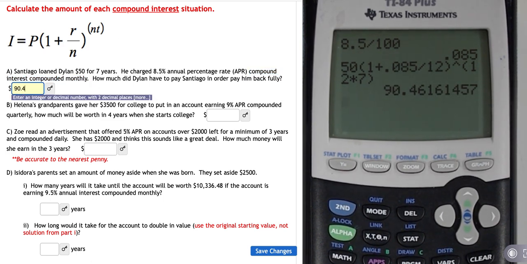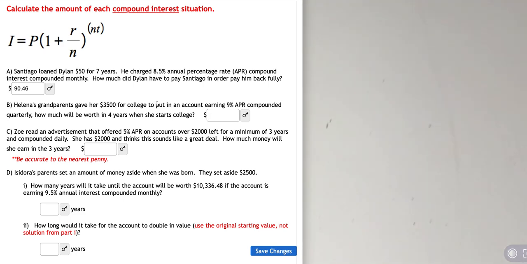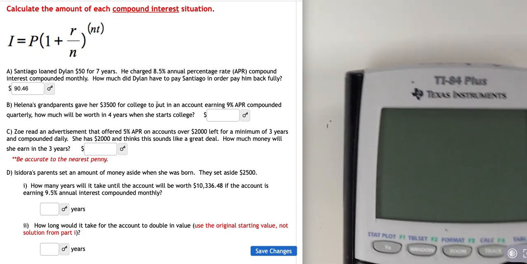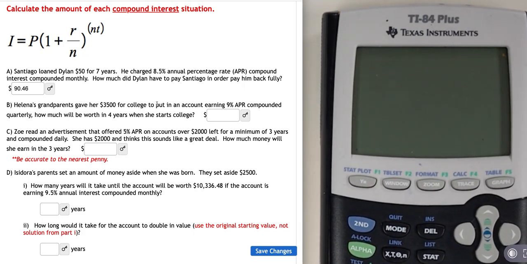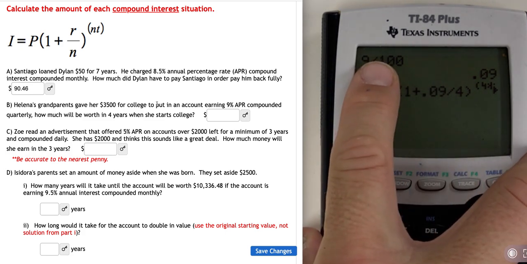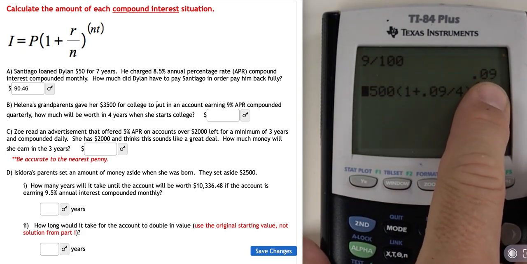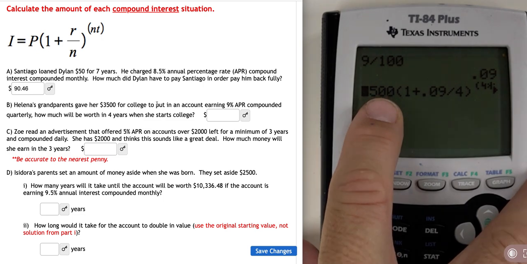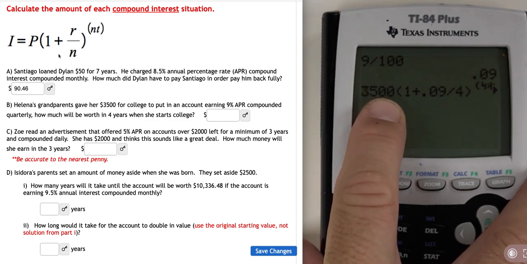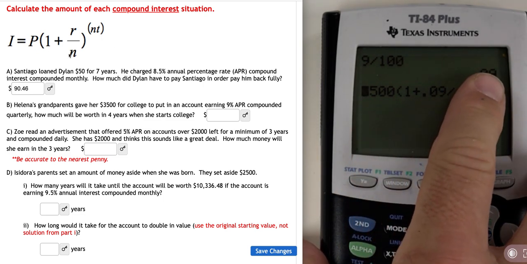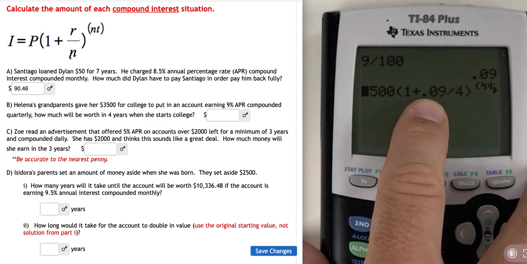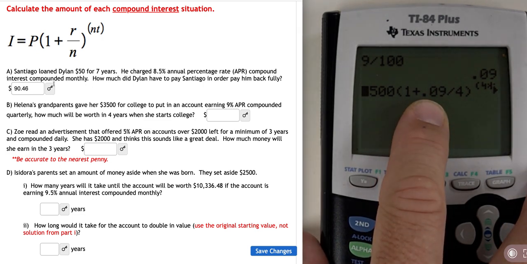Pretty straightforward. I hope you can all do the typing and getting that information put in. Next, Helena's grandparents gave her $3,500. So you're doing another question just like this one. Again, if you notice it has 9% written there, the first thing you're going to do is type in 9 divided by 100, so the R value will be 0.09. Then you take your dollar amount you start with, that's your P value. Then it's 1 plus your rate that you just figured out, that 0.09 goes in the R spot. In this case, it says that it's compounded quarterly.